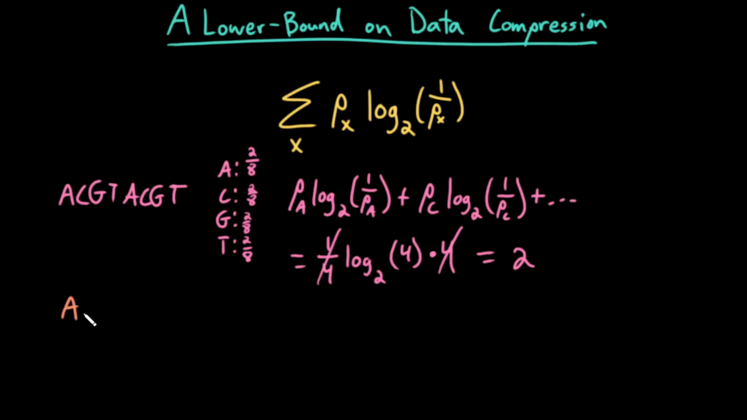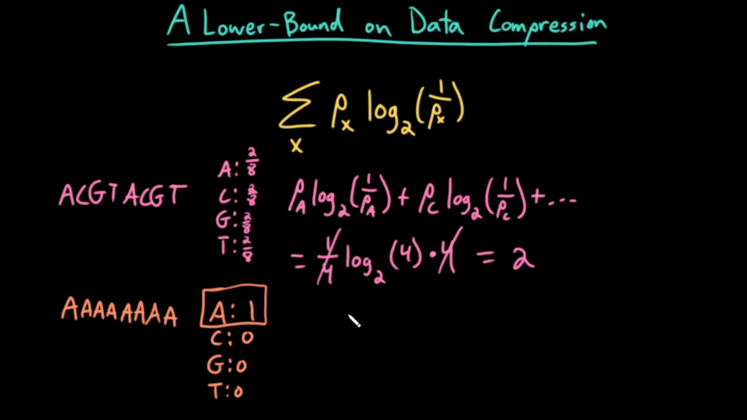What about the string A-A-A-A-A-A-A-A? The unique character is just A, which has frequency 8 over 8, which is 1. If I wanted to, I could also list the other characters in my alphabet, but they all have probability 0, so in this term, I'm going to assume that they just disappear. So I only have to care about the non-zero frequencies.